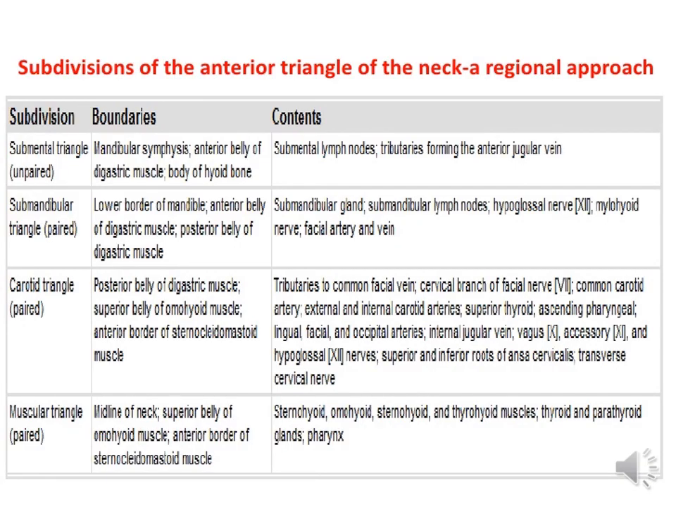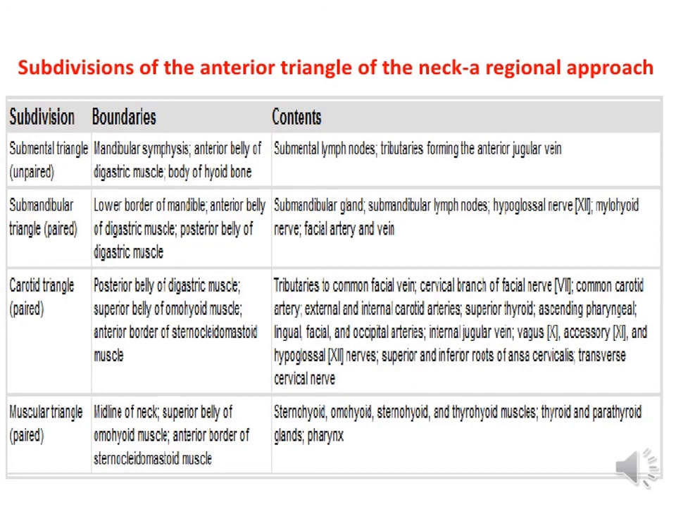These figures summarize the subdivision of the anterior triangle of the neck. We divide it into four triangles. The first one, the submental triangle. Its boundaries: the mandibular symphysis, anterior belly of the digastric muscle, and body of hyoid bone. Its contents: submental lymph nodes and the tributaries forming the anterior jugular vein.